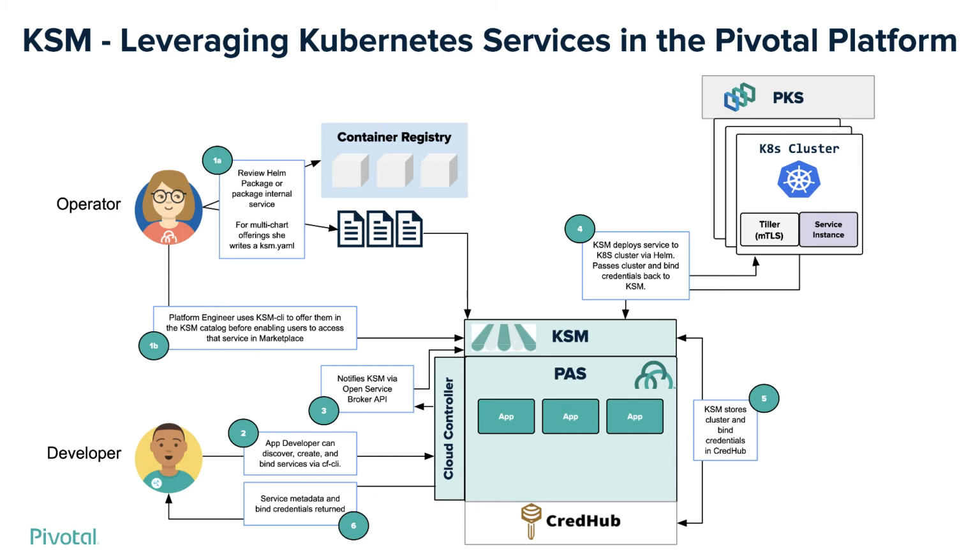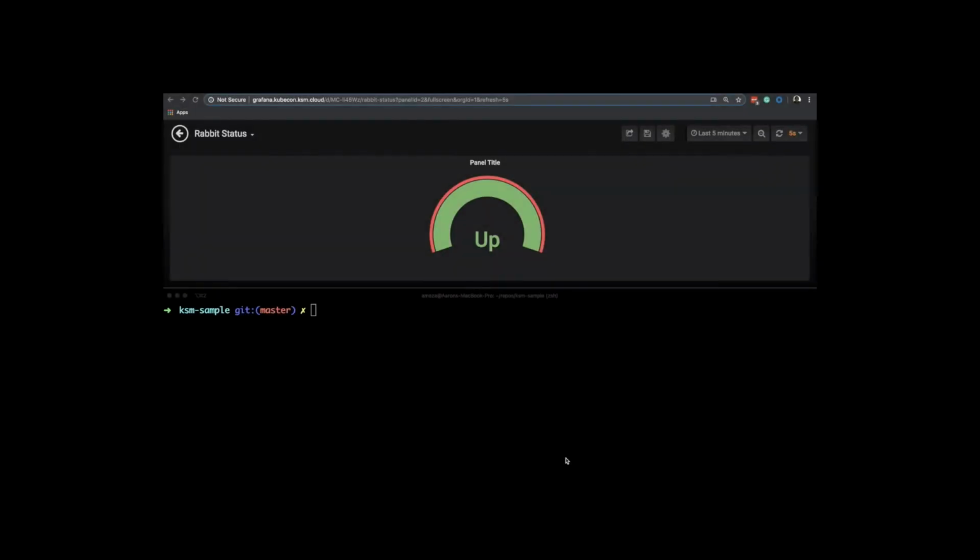So that's how the system works on a slide. Now let's look at a demo and see how this actually works in practice. So here's our scenario. Our platform engineering team has deemed it necessary to offer rabbitmq as an available service on PaaS to their development team.